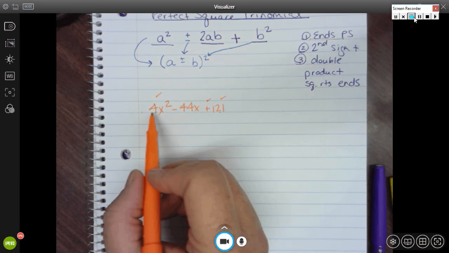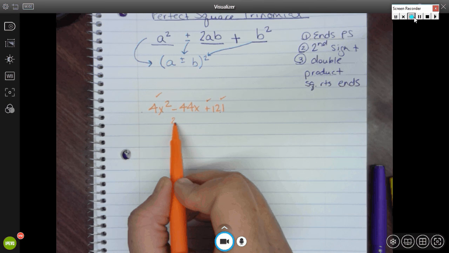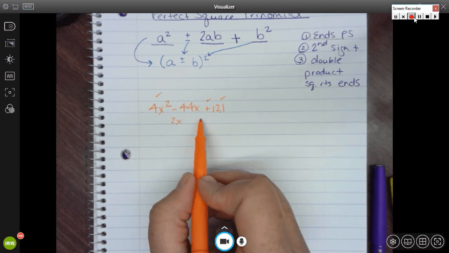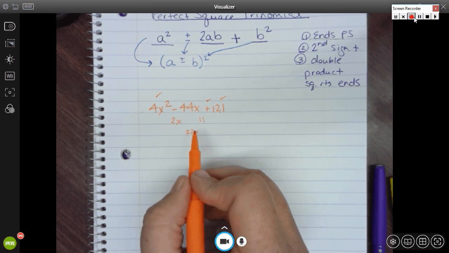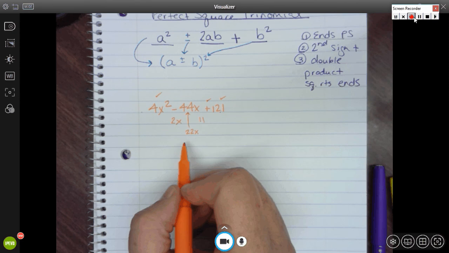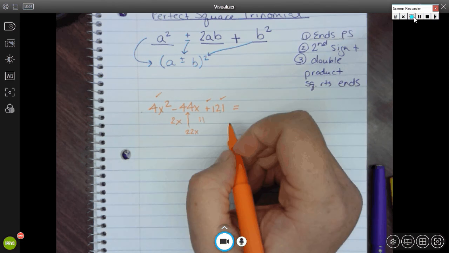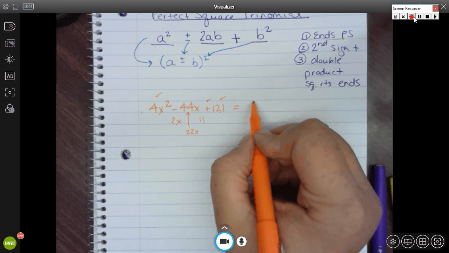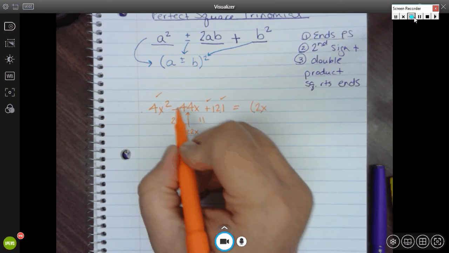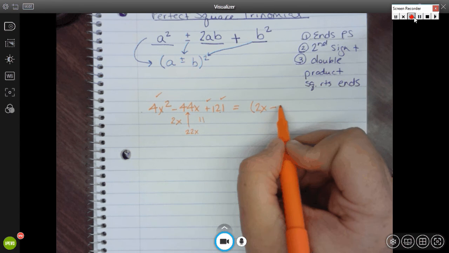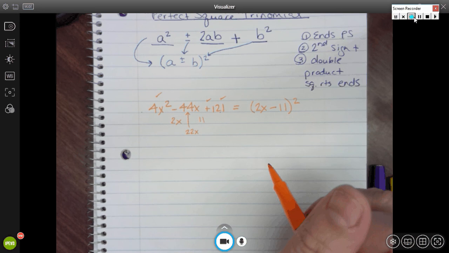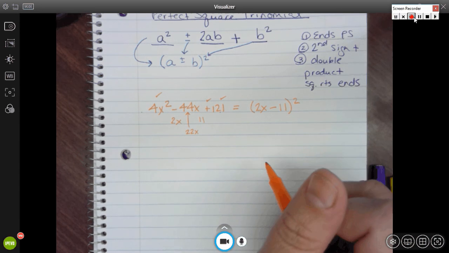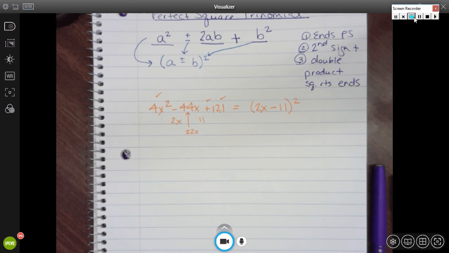The square root of 4x squared is 2x. The square root of 121 is 11. If I multiply those two things together, that gives me 22x. Doubled, well, it sure does. It gives me what's in the middle. So that means to factor it, it's 2x, the very first sign, and 11 squared. It's an easy factor, okay? I know that this is a lot. I want you to really try with this and see how you do with the factoring, okay?